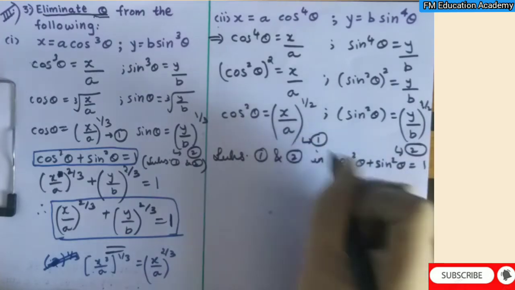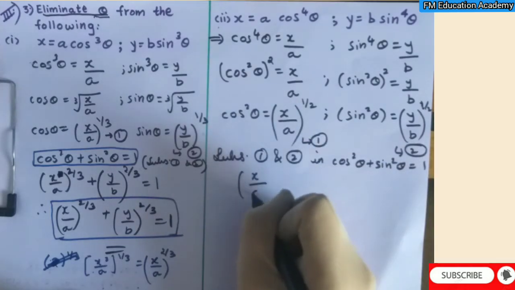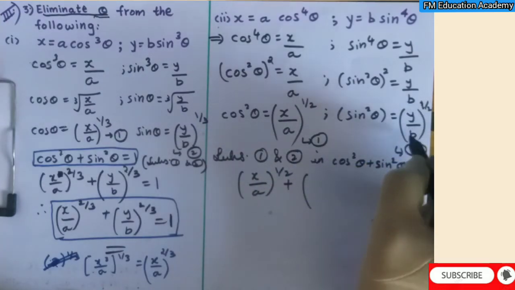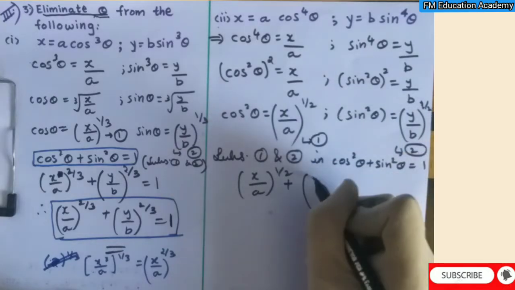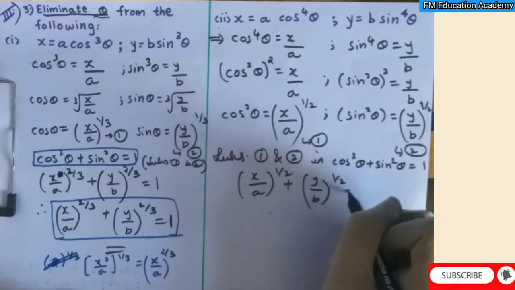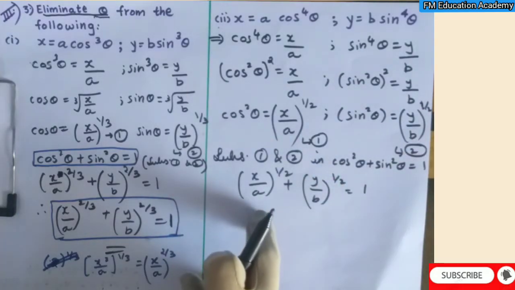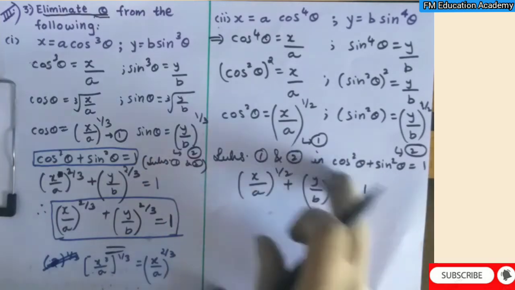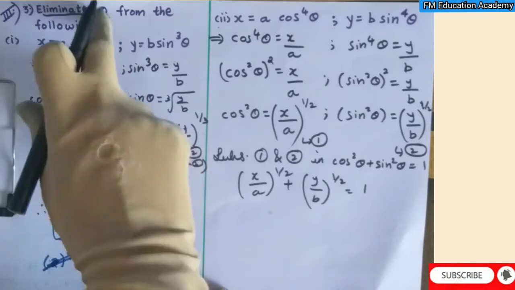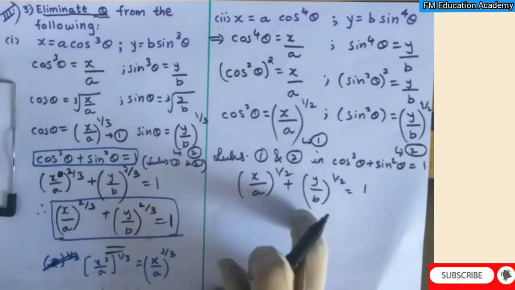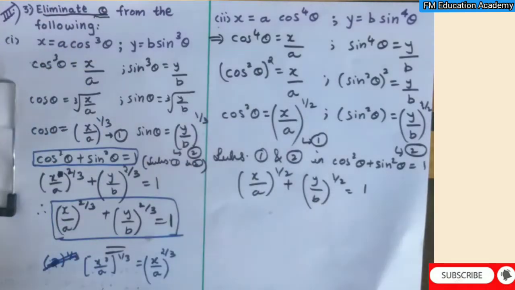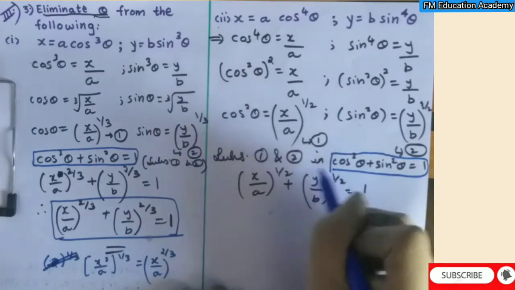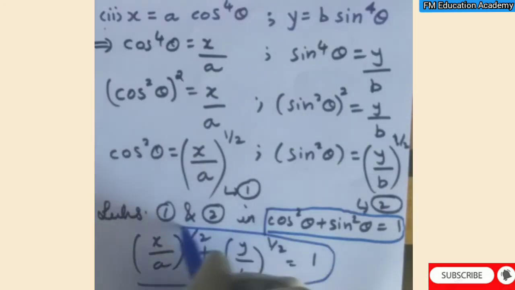So in place of cos square theta, substitute x by a whole power 1 by 2, plus in place of sin square theta, substitute what is the value? Y by b whole power 1 by 2, that is equal to 1. So what is the final answer? X by a whole power 1 by 2 plus y by b whole power 1 by 2 is equal to 1. Are we having any theta here? No, we are not. So we have successfully eliminated theta from the second bit also. This is how you do it, and this is our final answer.